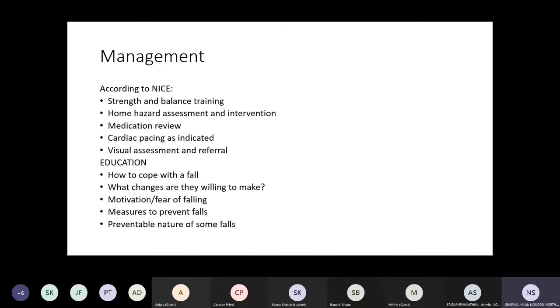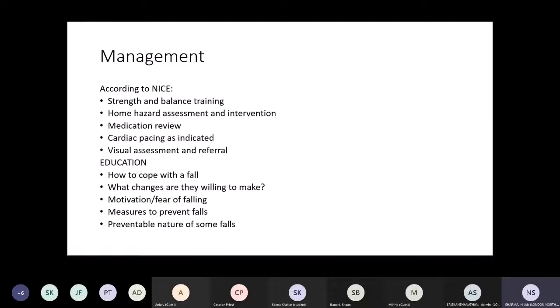Okay, so how would you manage this? Manage the falls. First of all, you would definitely go for treating the reason for the falls, but as we are dealing with geriatrics, there is much more to deal with rather than just the reason. This would include our physiotherapy team and occupational therapy team getting into strength and balance training.